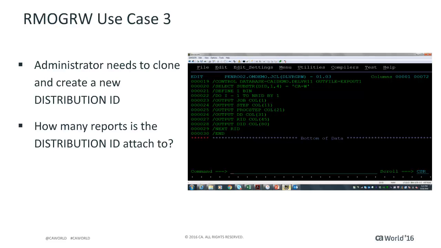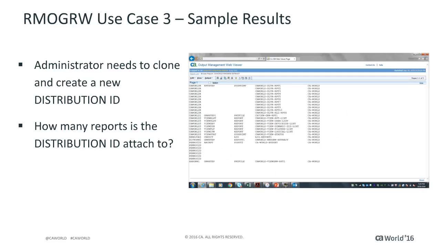In this example, use case 3, the administrator wants to clone a distribution ID to give to another business unit so that they can see the same reports that another business unit is using. So they ran a report against CA Deliver, produced the data, and the information is now available for online viewing, and the administrator has an idea of how many reports they would have to modify in CA Deliver. As you can see, this is the result of running this batch job, and the administrator stored that information out on CA View for future reference, and it's real easy to use. So now they have an idea of how many changes they have to make in the environment very quickly.